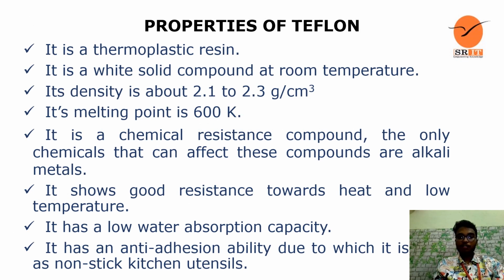Moving on to the properties of Teflon. Teflon is a thermoplastic resin. As we discussed, thermoplastic in the sense the plastics that get deformed on heating and retain shape on cooling. And Teflon is a white solid compound at room temperature, that is whitish color at 27 degrees centigrade. Its density is about 2.1 to 2.3 gram per centimeter cube and its melting point is 600 Kelvin, that is approximately 320 degrees centigrade. And Teflon is a chemical resistant compound.